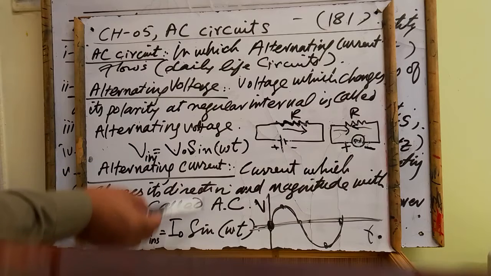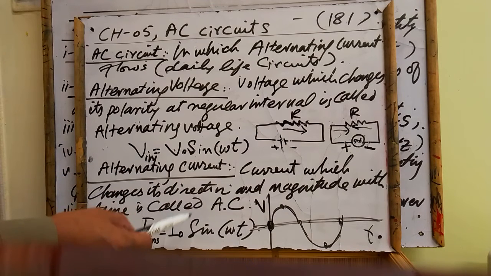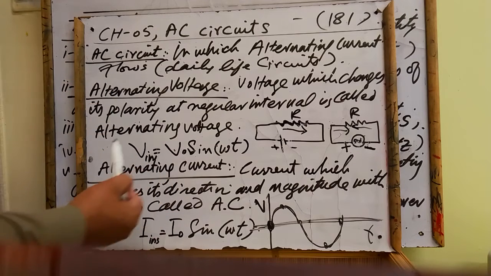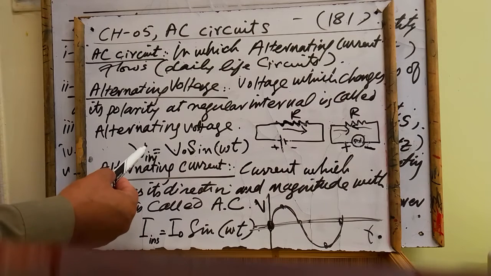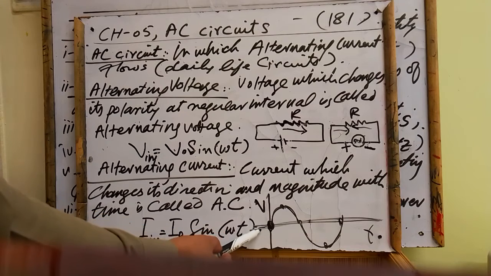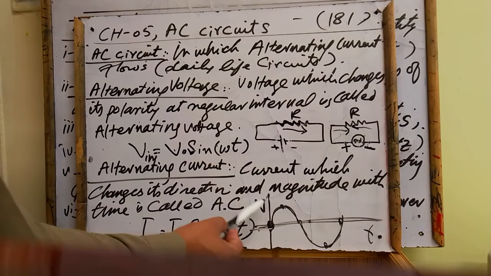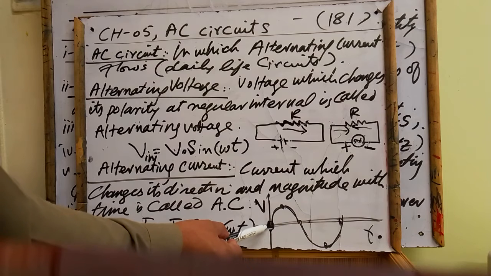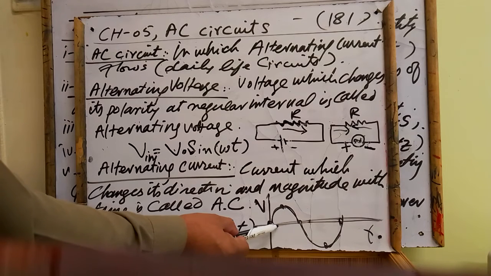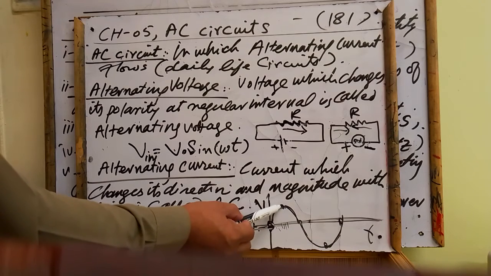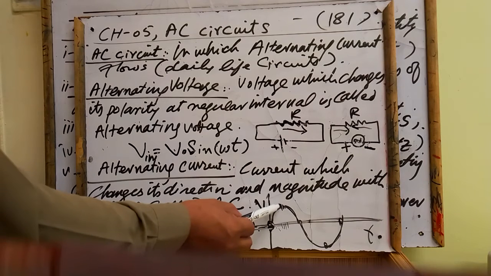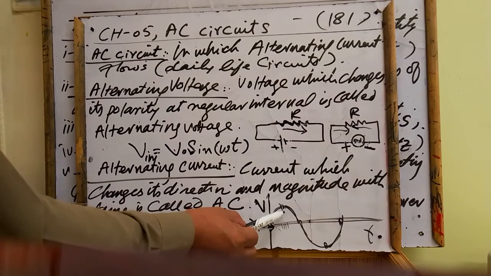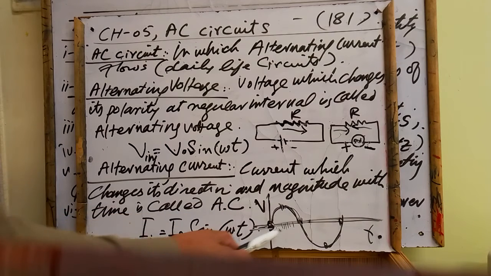These two equations are also called sinusoidal equations because they vary their values between minimum and maximum values. For example, if we have a graph between time and alternating voltage, at 0 time, 0 voltage is there. As the time passes, voltage increases up to some maximum level. Then as further time passes, voltage again decreases.